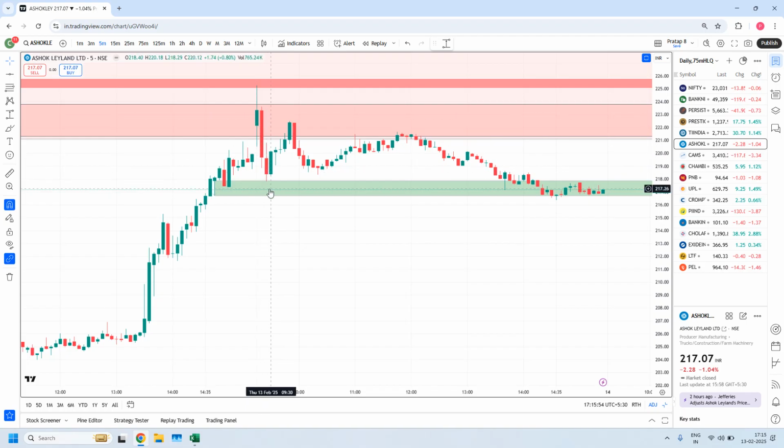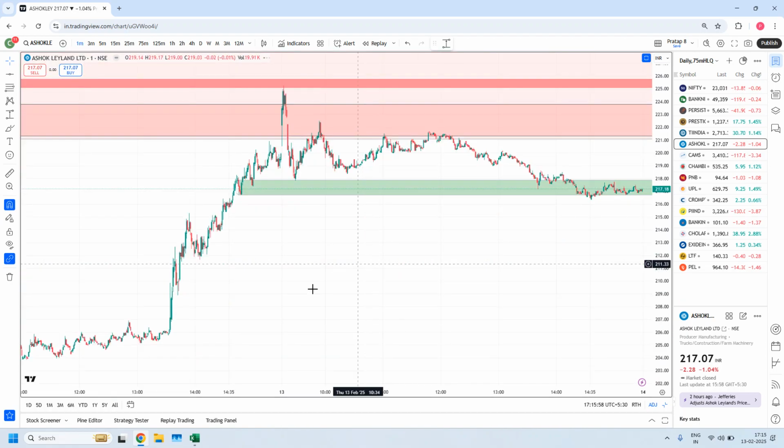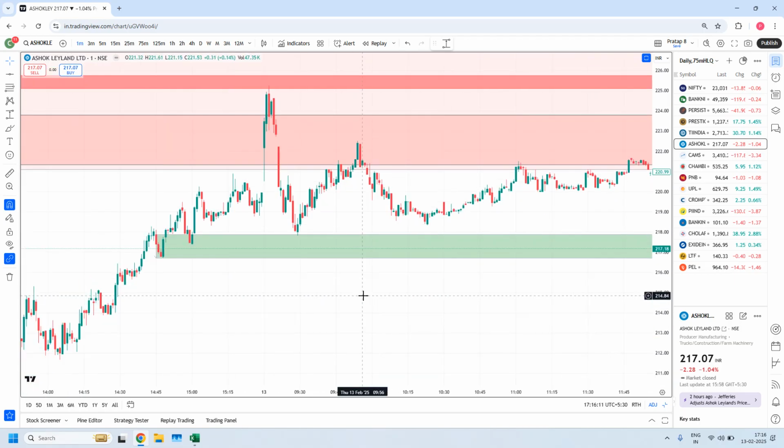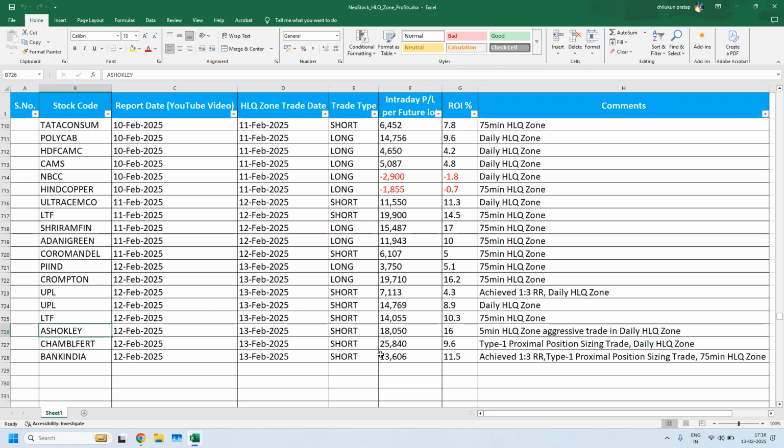In just... when is the last candle you exited? 9:29. When did you get the trade? 9:17. That means in 12 minutes your trade is completed. In 12 minutes, Ashok Leyland has given a profit of 18,050 rupees, which is 16% ROI.